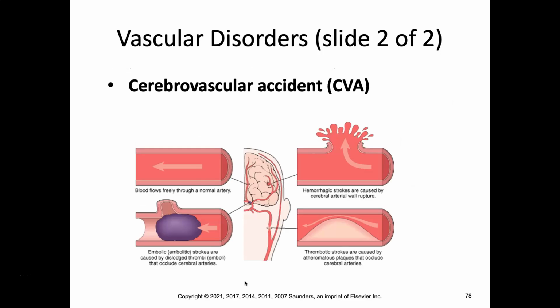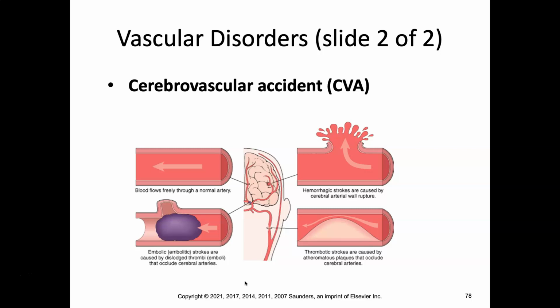This is a really good visual for thinking about how a cerebrovascular accident could have happened. You've got blood flowing normally through an artery. It's just going along, it's doing its thing. Embolic is when you've got that clot and it occludes.